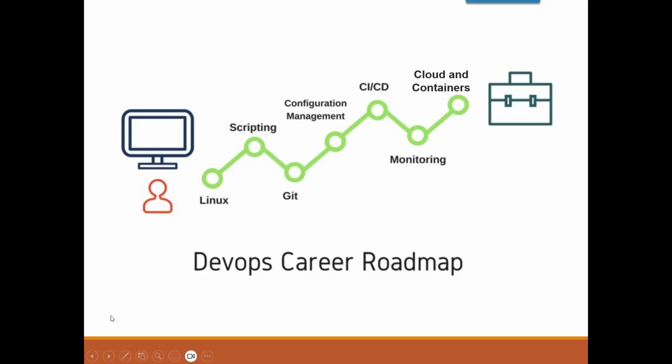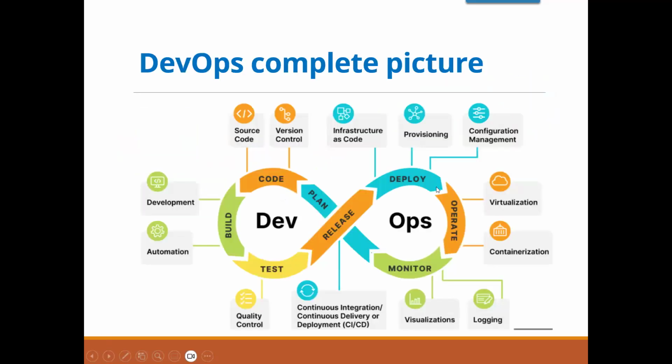So first of all, you need to start with Linux. Then you can see these are the tools. If you look at DevOps, there are all these tools. DevOps is all about learning the tools. So first development tools, automation tools, quality control, and then CI/CD pipelines, source code, version controlling, infrastructure as code. So these are the multiple tools which you need to know to be a DevOps engineer.